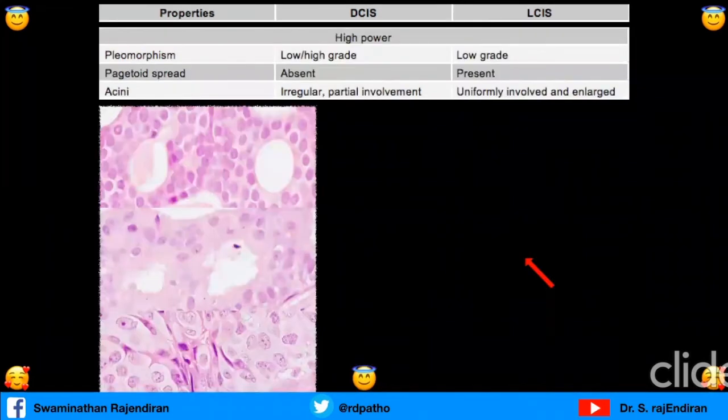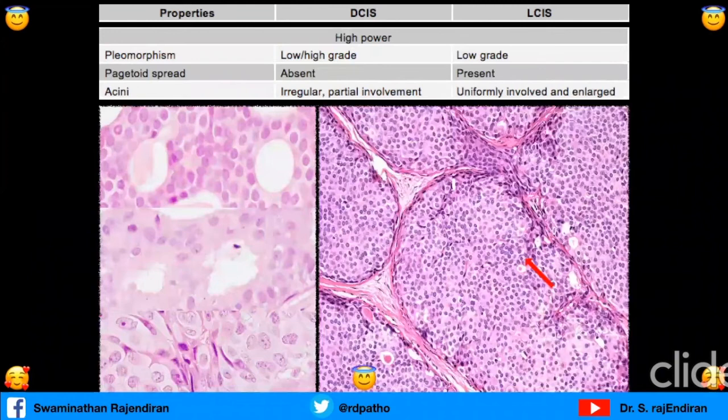yes, this pleomorphism, depending upon the grade, this is grade 1, grade 2, grade 3, pleomorphism will be there in DCIS, whereas LCIS is usually low grade other than pleomorphic LCIS. Pagetoid spread is present in LCIS. What is the pagetoid spread? These LCIS cells come into the ducts like Paget cells.